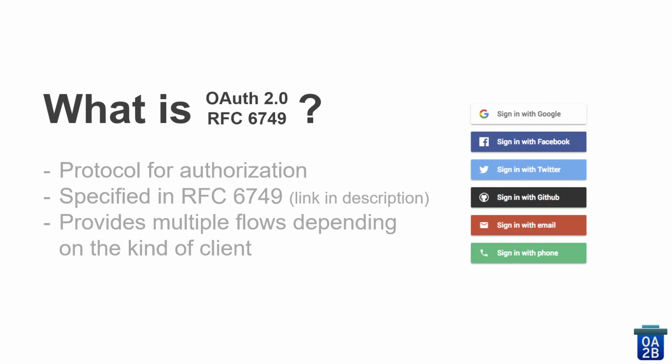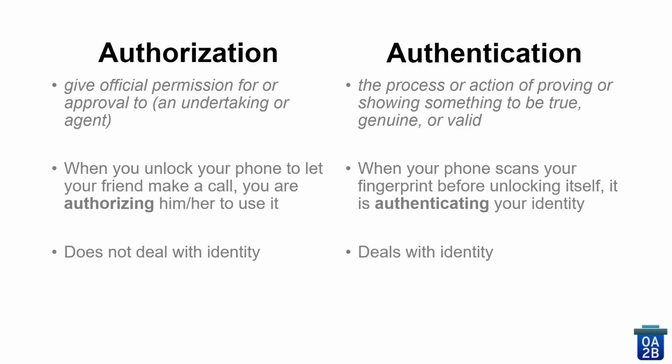Let's move on to the more interesting bit: authorization versus authentication. We have to make this distinction because OAuth 2.0, as I said, is an authorization framework. So what does it exactly mean to authorize something? Well, here's the Oxford meaning: give official permission or approval to do something, right? So let's say your friend doesn't have a network connection on their phone, and he or she wants to make a phone call using your phone.